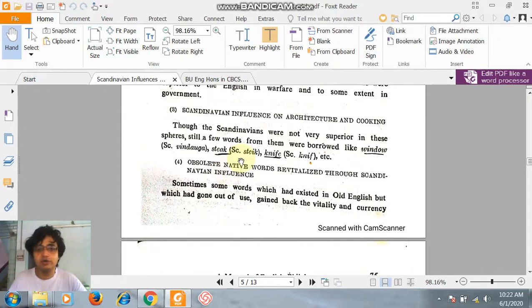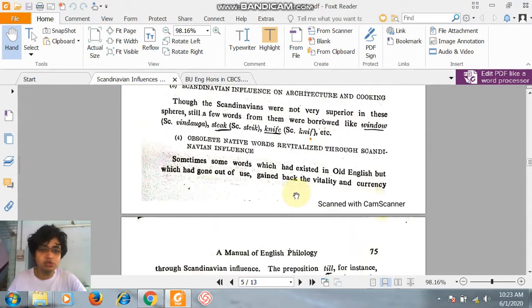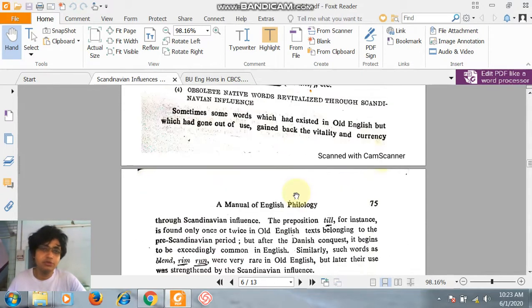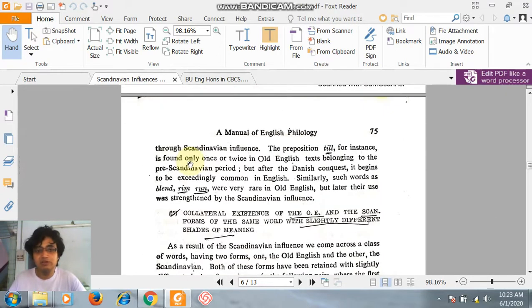There were also various words relating to the architecture and cooking. They are not very superior in case of making good houses or good cuisines, but words like widow have been borrowed from Scandinavian origin, stick, knife, etc. And there were various obsolete native words revitalized through the Scandinavian influence. Sometimes some words which existed in the Old English but which had gone out of use gained back the vitality and currency through the Scandinavian influence.